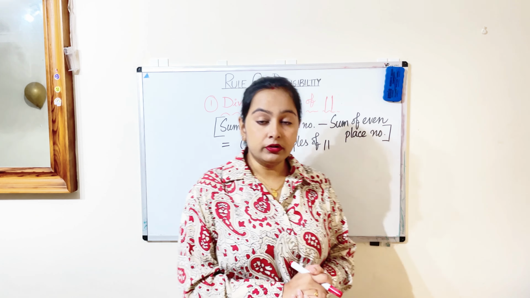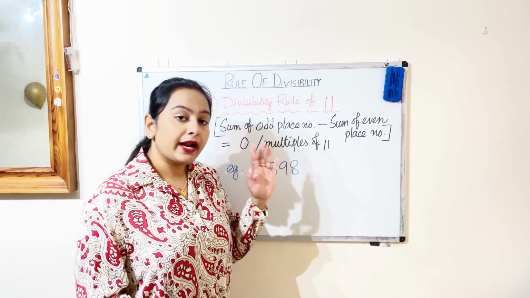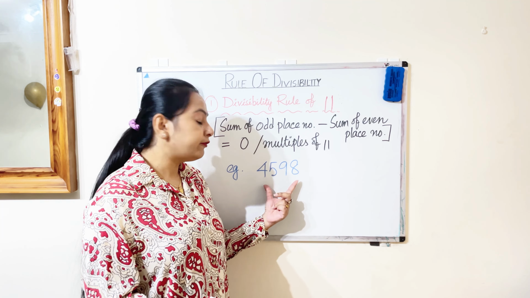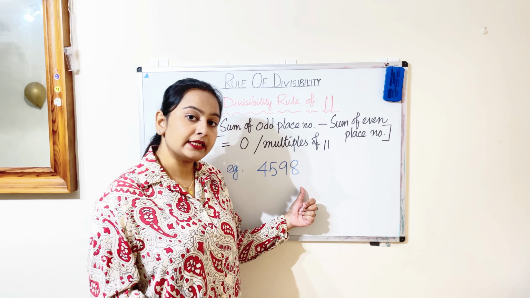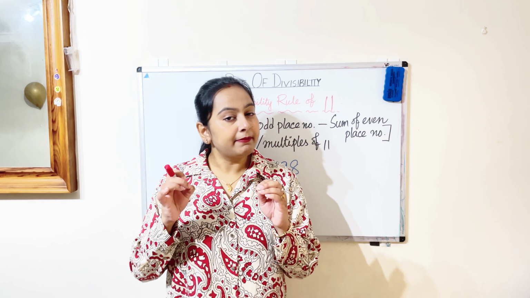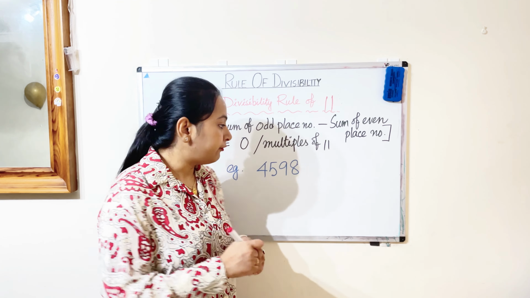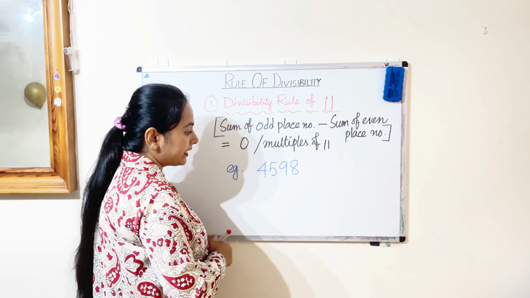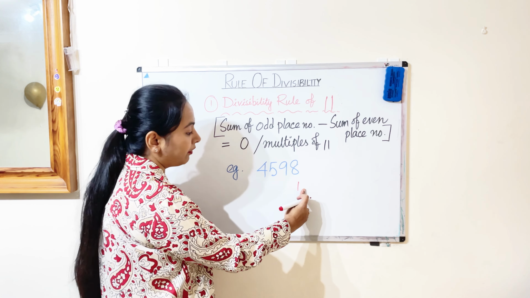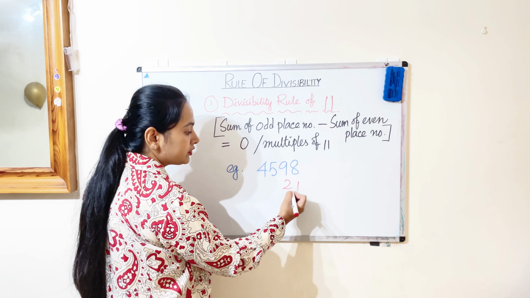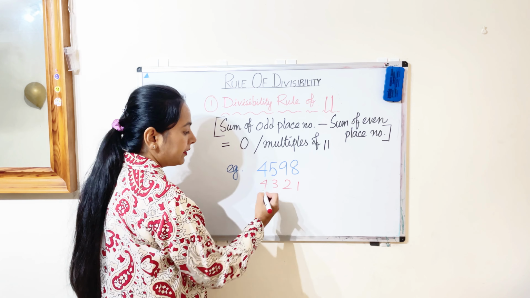So what we need to do, just listen to me very carefully. For this given number, I have taken 4598. First we have to mark the positions 1, 2, 3, 4 from right hand side to left hand side. So 8 is at the first position, so I have taken 1. Then 9 is at the second position, so I am writing 2, then 3, and then 4.